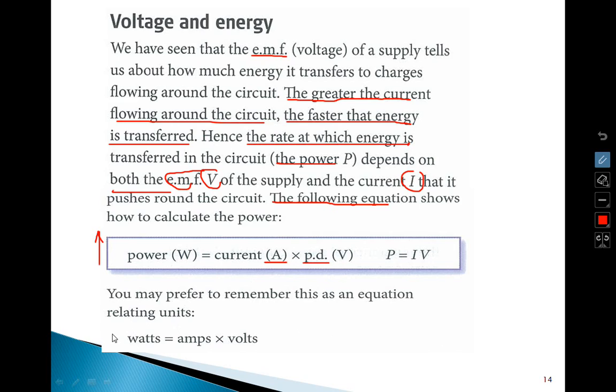You remember that 1 watt is equal to 1 ampere times voltage. Watt is ampere times what? Voltage. From this equation, the unit of measured power, the watt, is equal to current, which is in amperes, times V. So P is equal to V times I.